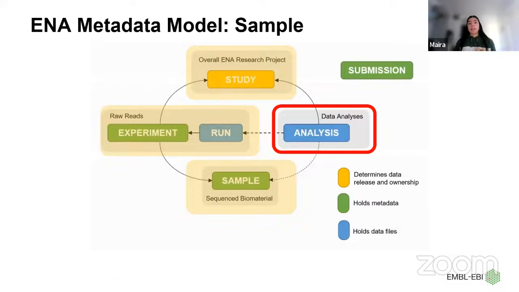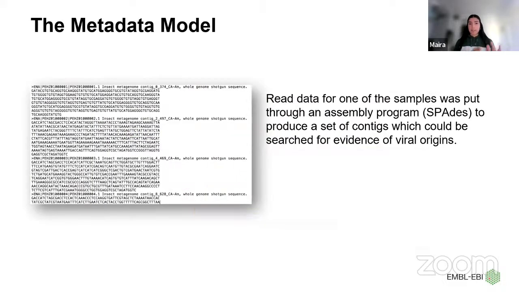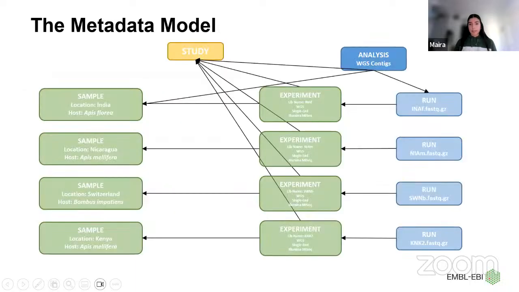Right, and that completes most of our metadata model. The only thing we have left is our analysis object. And at this point, if you don't have assembly or annotation data yet, you can leave it at this as well. In this case, read data for one of these samples was run through an assembly program, and it produced a set of contigs. This right here is a FASTA file, and this is how it would look at the ENA.